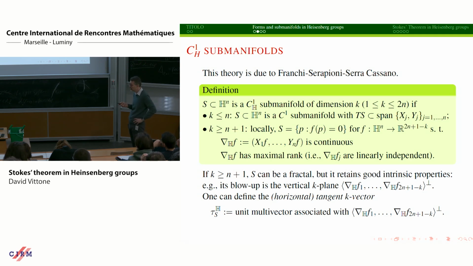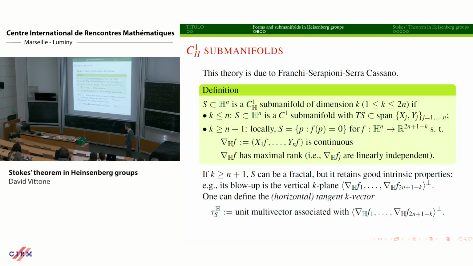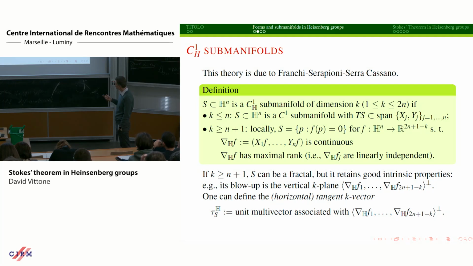This was proved by Kirchheim. So an example was shown by Kirchheim and Serracassano. Still, such an object has some good properties from the intrinsic viewpoint. For instance, when you perform a blow-up procedure at a point of your level set S, what you get is always a vertical k-plane. So at small scales, your level set S is close to a vertical plane of dimension k.